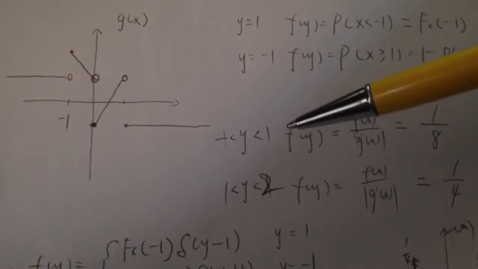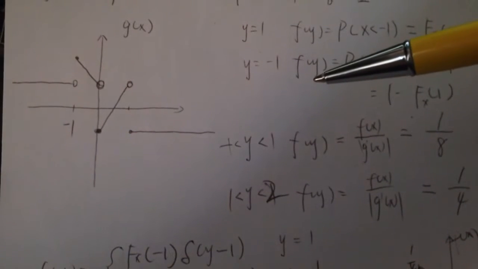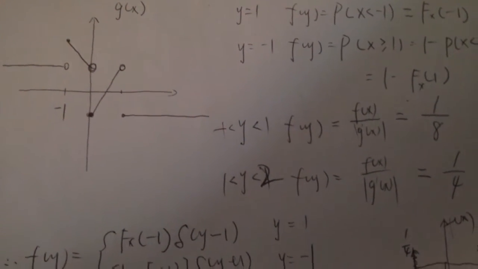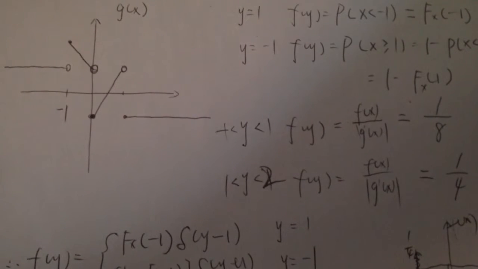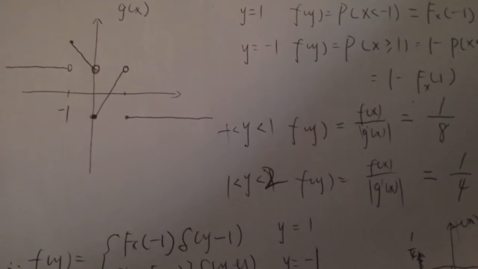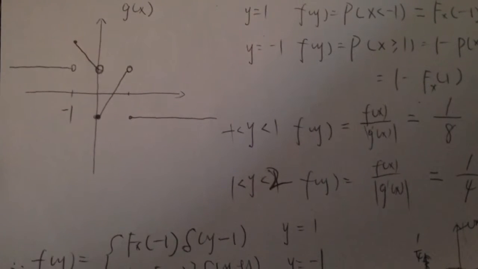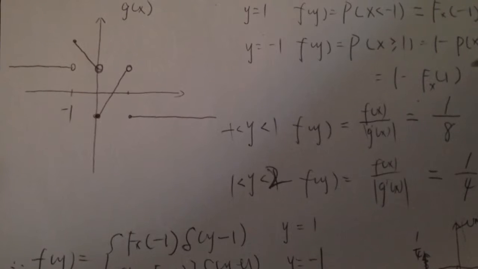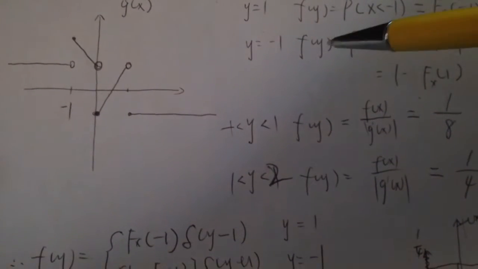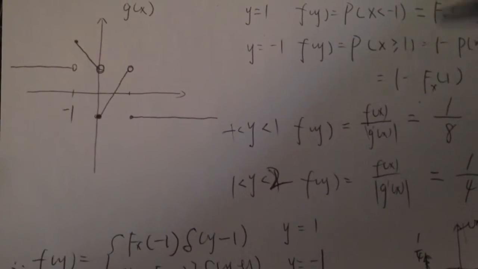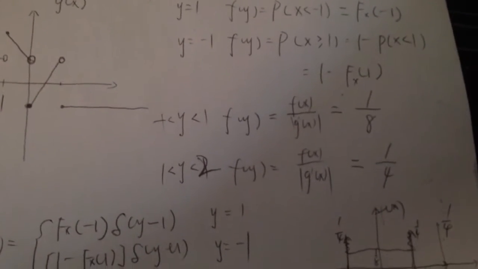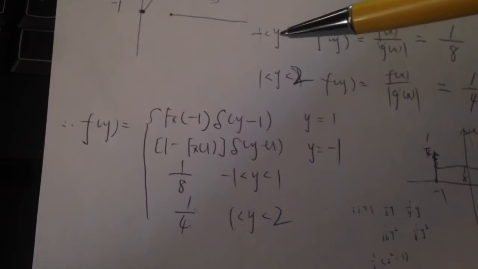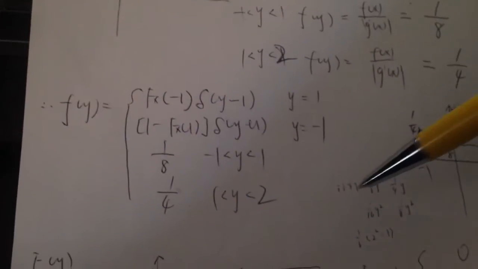And when y is between -1 and 1, we use the fundamental theorem. The f of y should be f of x over the magnitude of the derivative of g of x, and it equals 1/8. Similarly, when y is between 1 and 2, the f of y should be 1/4. So here is the equation of little f of y.